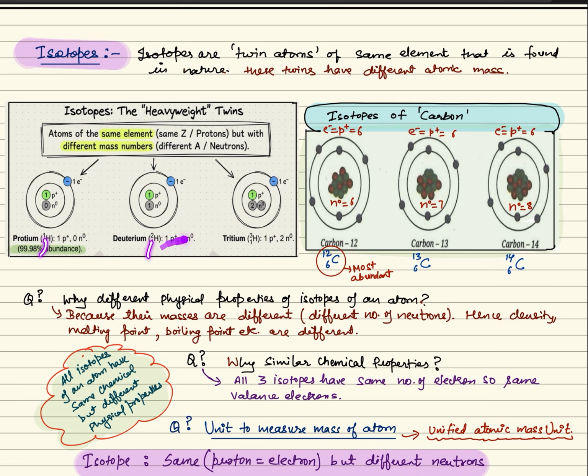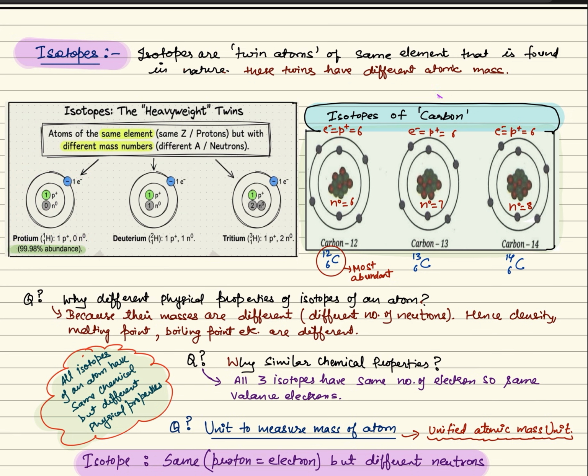Their electron or proton count is the same. It means the atomic number is the same but the mass number is different. Why? Because the neutrons are different. It has 0 neutrons, it has 1 neutron, it has 2 neutrons. So neutrons decide the mass of the atom. So this one is the lightest, this is heavier, and this has 2 neutrons, so this is the heaviest. Protium is found in maximum abundance in nature, it is mostly found in nature.